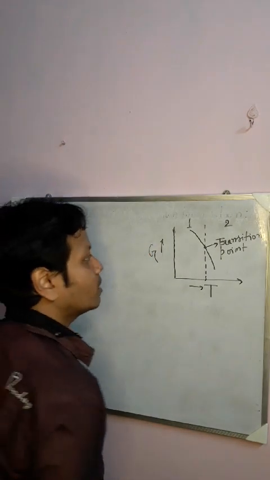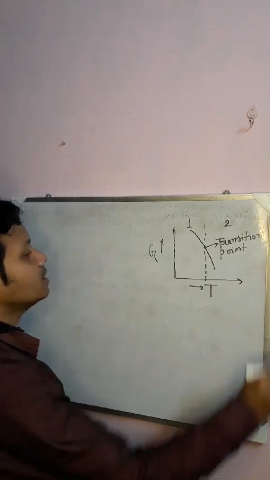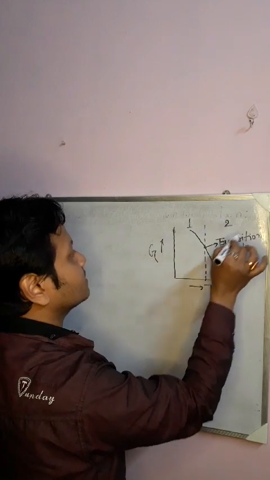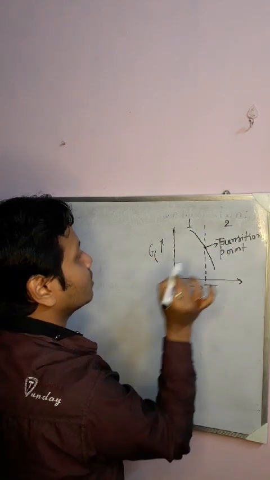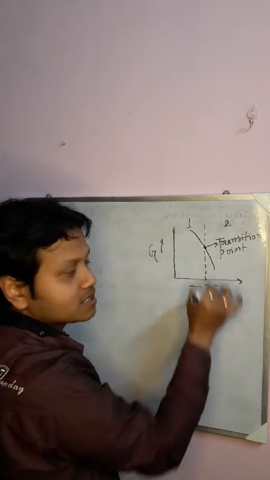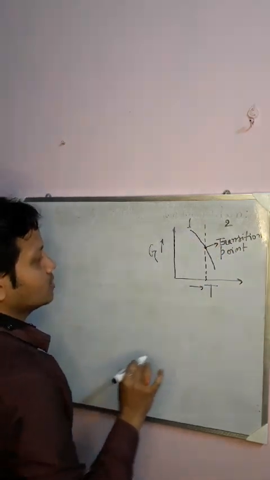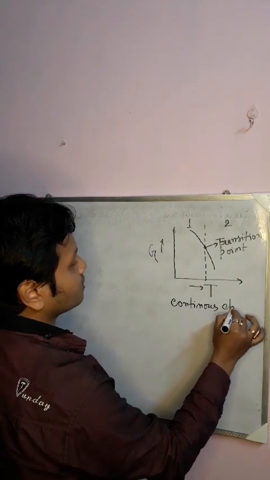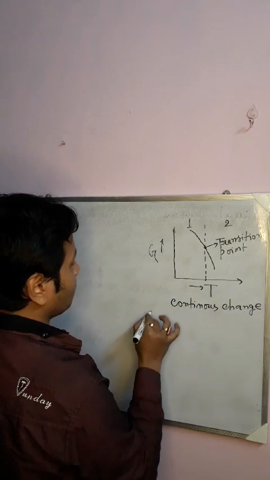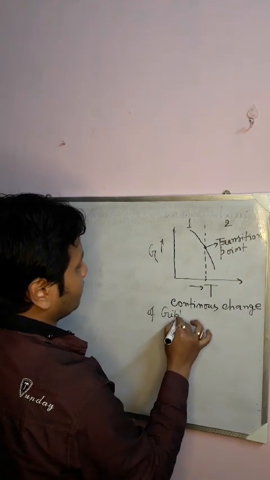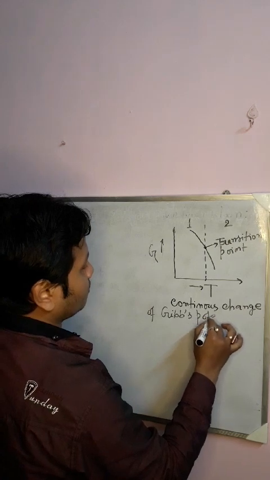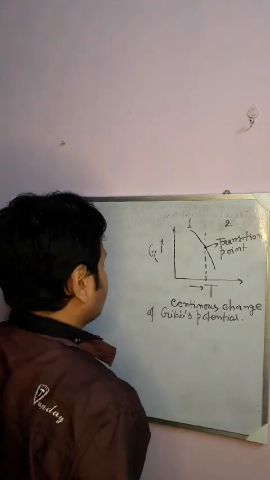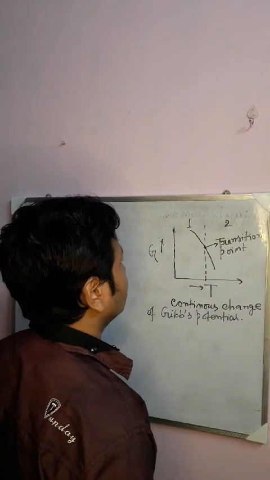So you must remember that in case of a first order phase transition, if you draw a curve between G and T, and this represents the two phases, this is the transition point where the two phases meet, there is a continuous change, no discontinuity is observed. So continuous change of Gibbs potential.